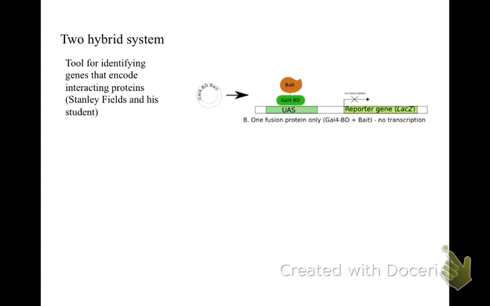And in this case, they took the binding domain and made a fusion protein with a gene encoding what they call BAIT. So this was the gene for a protein that they were looking for interacting partners with. They would make a fusion protein, of course. It would have the GAL4 binding domain fused to the BAIT protein.